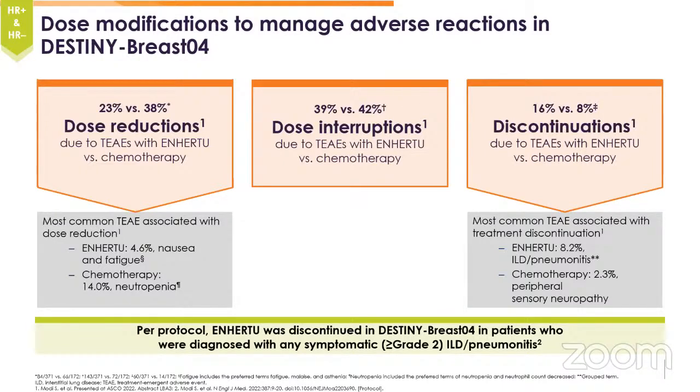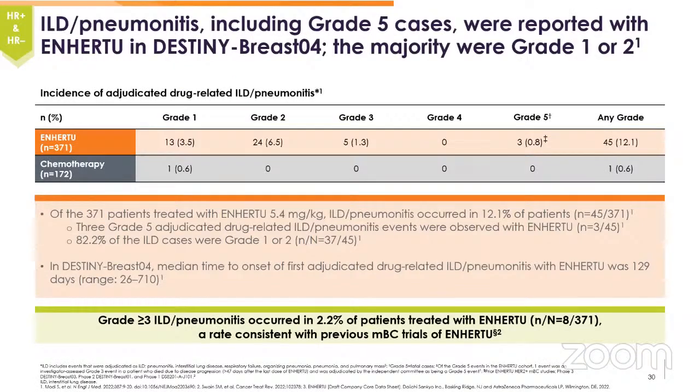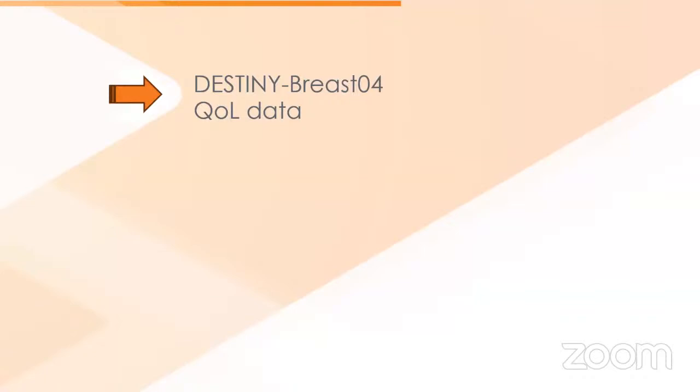Could you change the slide, please? So we were discussing something that was of concern, and that is the presence of ILD. So we know that in the trial, all patients who had grade 2 and above ILD were permanently discontinued. But grade 3 ILD or pneumonitis occurred only in 2.2% of these patients with NHER2, and this is consistent with the previous trials in metastatic breast cancers of NHER2. Could you change the slide, please? So essentially, if ILD occurs, most of these patients will have grade 1, grade 2 ILDs.